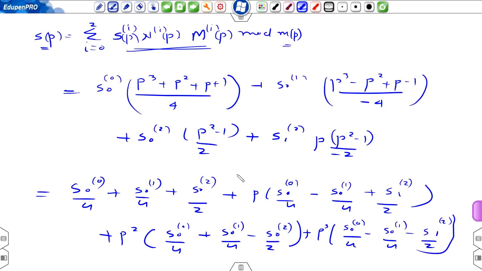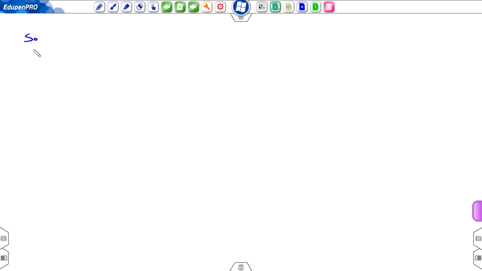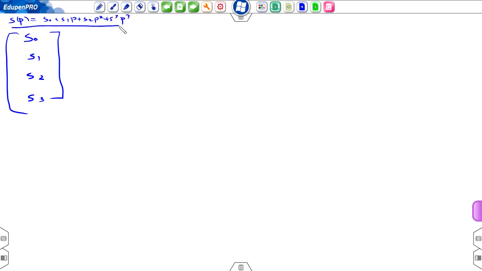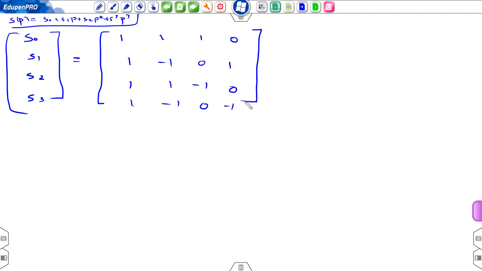Okay, so this can again be represented in the form of a matrix. So we have s0, s1, s2, s3. Since this is a circular convolution 4 cross 1, on the left hand side we have 4 terms, and S(p) will be given as s0 plus s1p plus s2p square plus s3p cube. Since it is a circular convolution, the result will have 4 terms, and that is equal to the matrix with rows 1 0 minus 1 0, 1 1 1 minus 1 0, and so on.